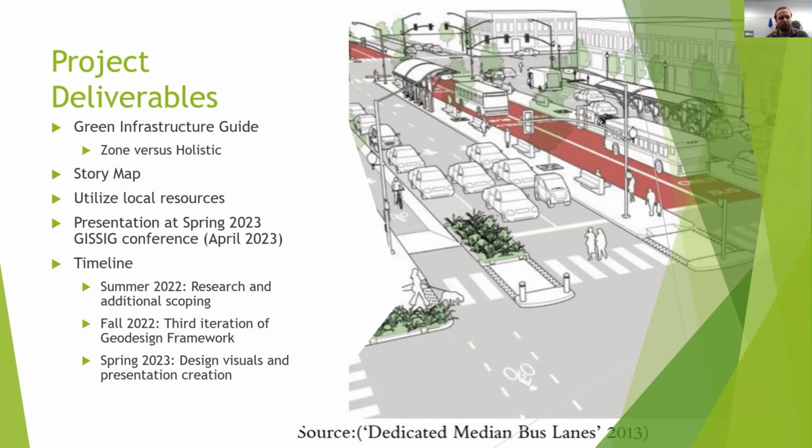And then my timeline would be to do some additional research and scoping to make sure that I'm asking the questions that I know I can answer and answer efficiently. So do that additional research and scoping this summer. This fall would be going through the geodesign framework and completing my project. And then the spring would be focusing on creating the visuals for my guide and the presentation, and then having the presentation in April.